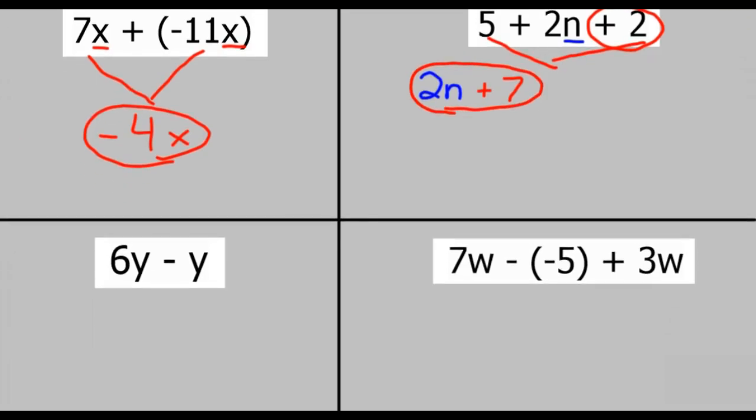Next one, we have 6y minus y. I see two y's, one right there and one right there. So I know that I can combine them. So 6y minus y. Remember, if there's nothing in front of our variable, we can always put a 1 there. So basically it's 6y minus 1y, or 6 minus 1. That gives us 5y.